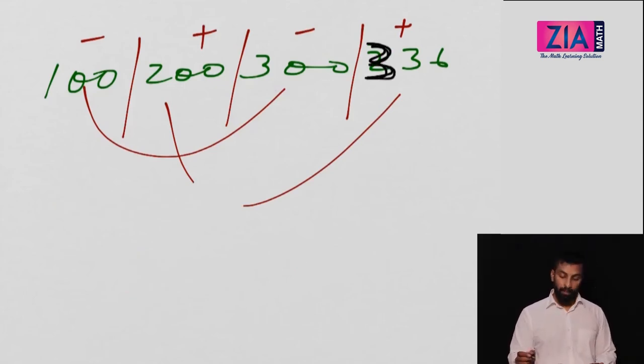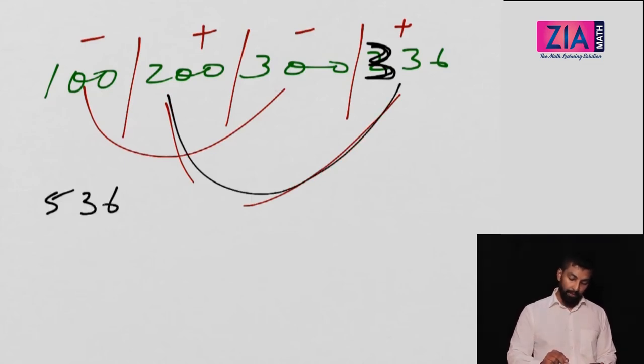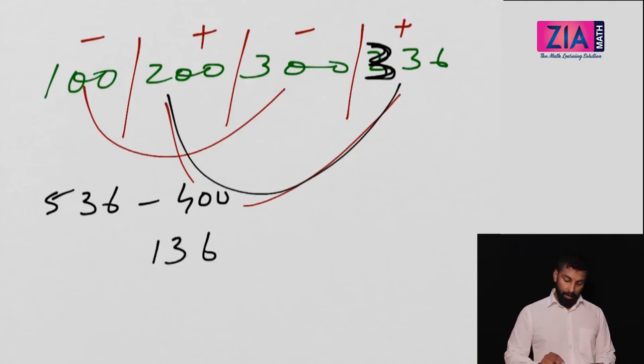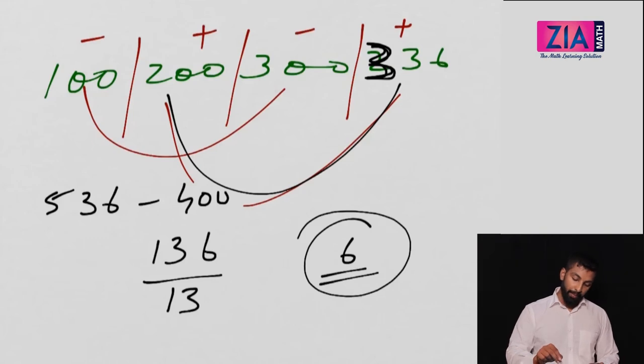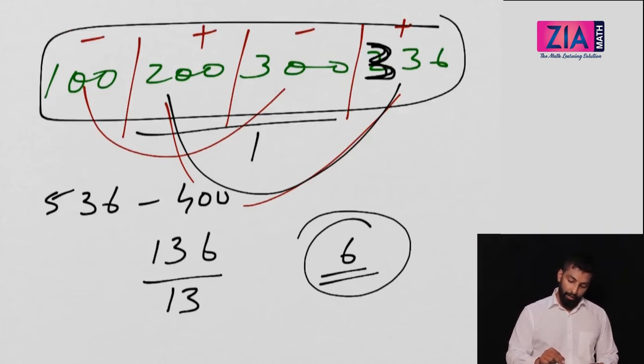Now what if this is 336? Same steps. Okay, you take this 536 minus 400, you get 136. Then you divide this by 13. So last you need to do it manually, right? 136 by 13, we know 130 is a multiple, so what is the remainder? 6 is the remainder, and 6 will be the remainder if you divide the bigger number with 13. Still 6 will be the remainder.